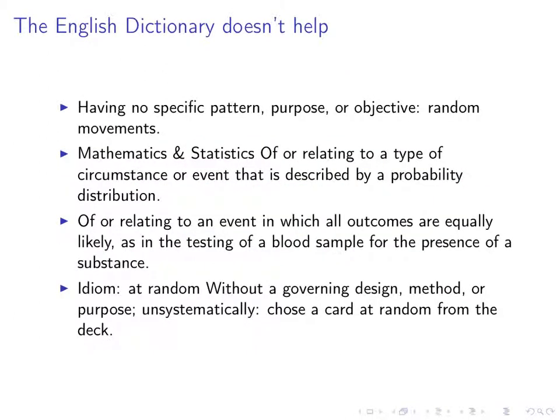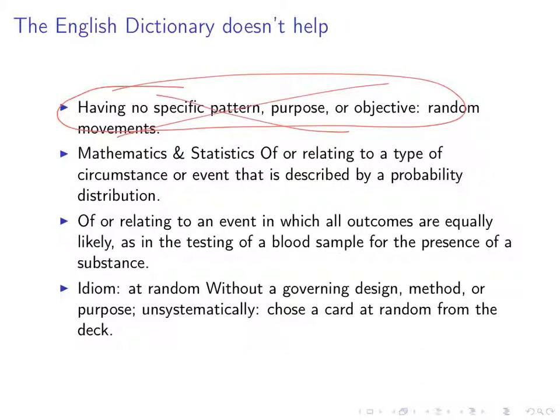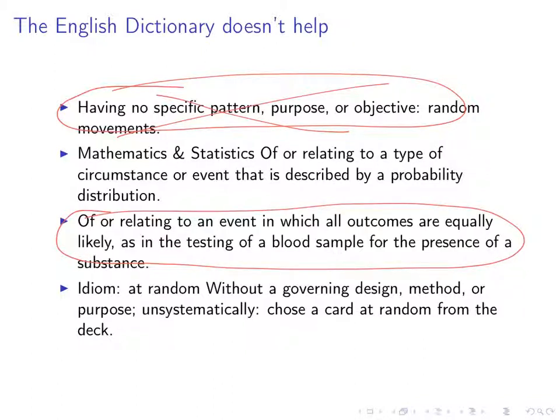Well, I've said what randomness isn't. It isn't a lack of pattern, but the English dictionary doesn't help. One of the definitions it gives for random is something that has no specific pattern, but that's not what we mean here. Interestingly, the definition also tells us it relates to an event in which all outcomes are equally likely. I don't like that definition. It's implying that if I have a blood sample tested for some dread disease, then using the naive definition, I have a 1 in 2 probability of having the disease.